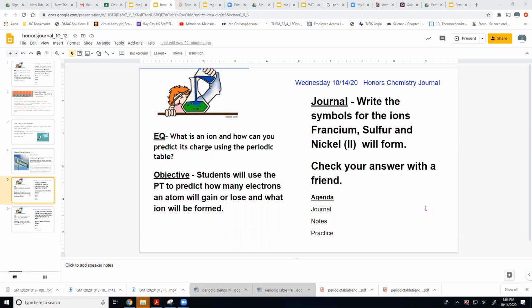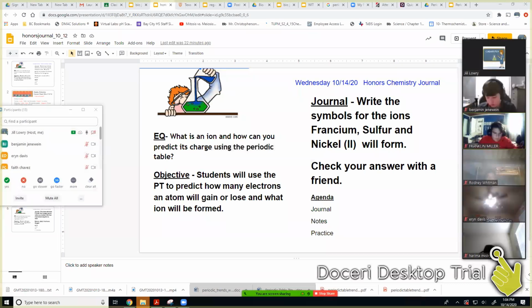So this is from yesterday when we were talking about our ions. So if we look at those, francium is from group 1. So it has 1 valence electron. So it's going to lose that 1 valence electron. So it would be an Fr+1 ion. That would be true of anything that was in group 1.